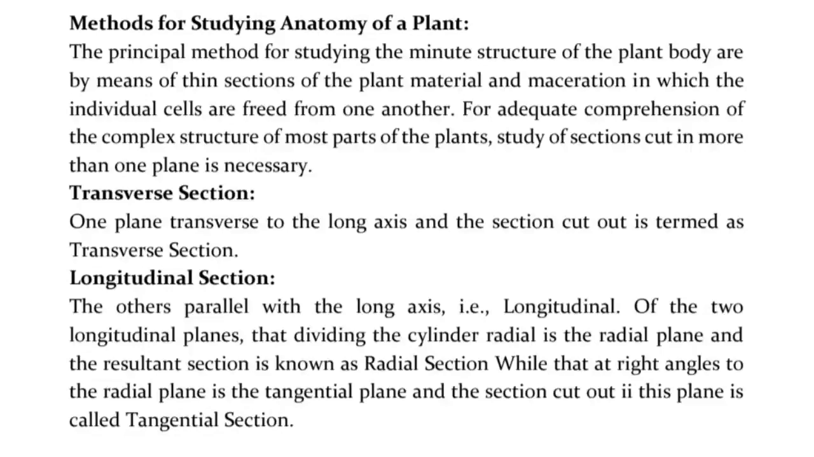Transverse section. One plane is transverse to the long axis and the section cut out is termed as transverse section. Longitudinal section, the others parallel with the long axis, i.e., longitudinal. Of the two longitudinal planes, the one dividing the cylinder radially is the radial plane and the resultant section is known as radial section, while that at right angles to the radial plane is the tangential plane and the section cut out in this plane is called tangential section.